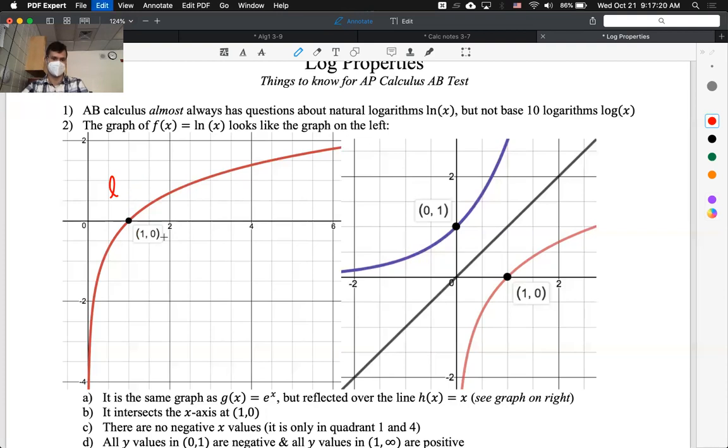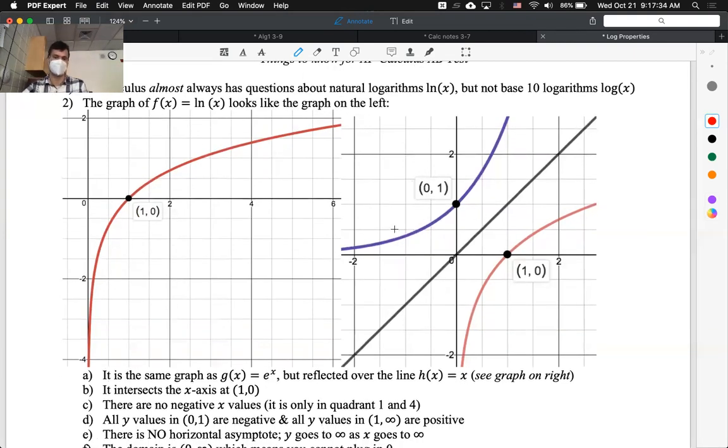Another property I'll talk about in a sec, but notice that there is no horizontal asymptote. There's no one of these. It goes up and up forever, just really, really slow. It takes forever to go up. The way that I remember what a graph of natural log looks like is this. I know what a graph of like e to the x looks like. E to the x is this blue graph right here, and it has a y-intercept of 0, 1, because again, if I plug in 0 here, e to the power of 0 is 1.